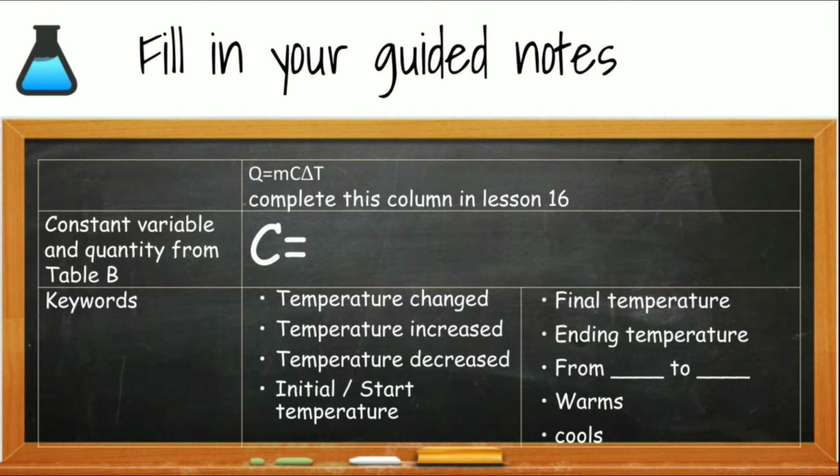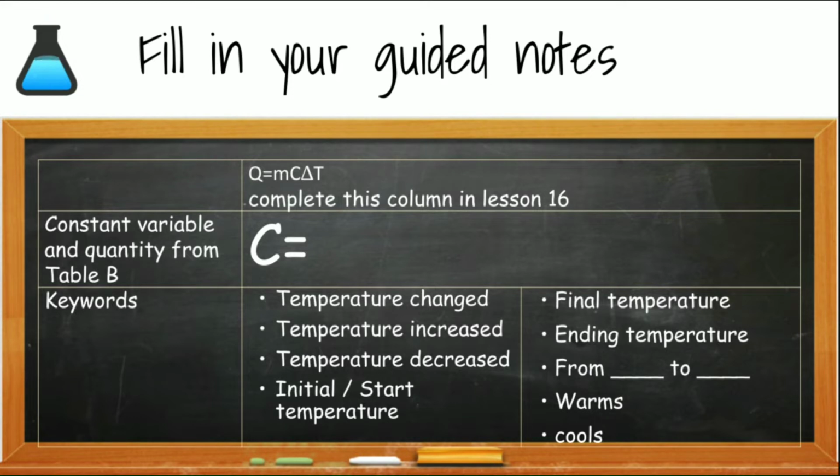So again, when there's a temperature change, we're going to use Q equals mc delta T. And just like the previous heat equations, one variable always comes from reference table B. So take a minute to look at reference table B and find out what the specific heat capacity of water is and record it here in your notes.